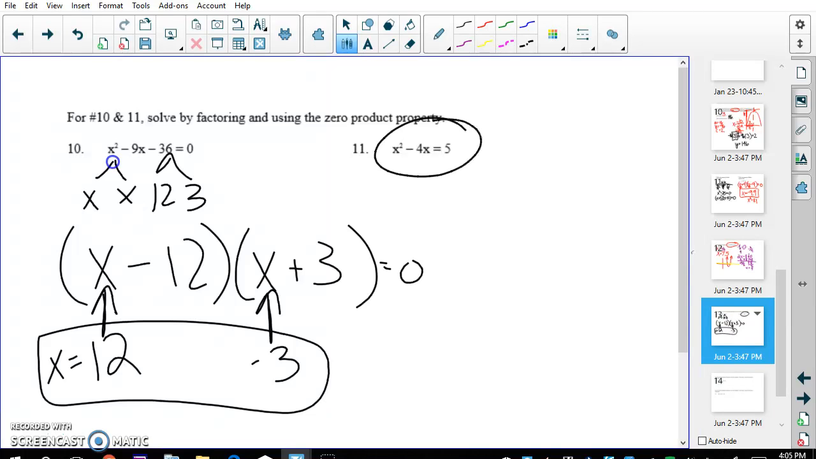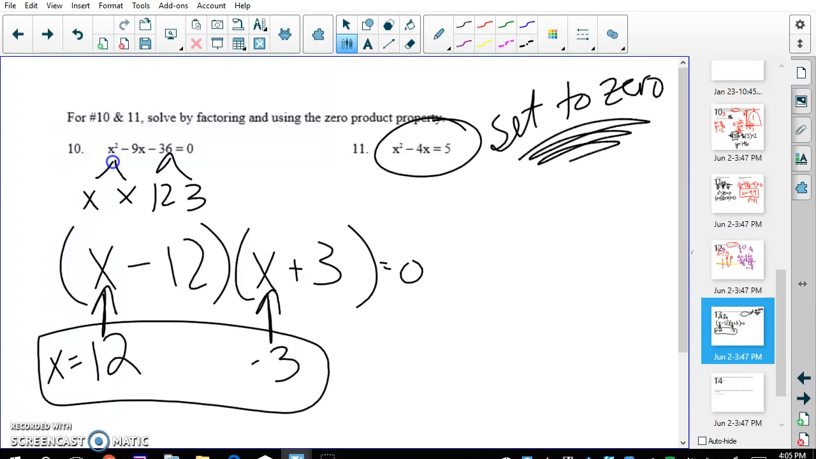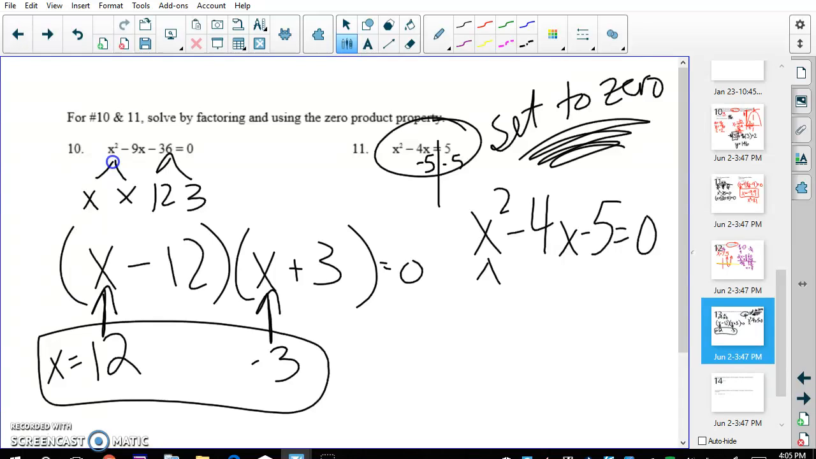This one right here, it's not set up right. You've got to set it to 0. You might want to write that in your notes. So I have to subtract the 5 from both sides before I can pull it apart. So x squared minus 4x minus 5 equals 0. What does that pull apart to? X and x, 5 and 1. So x minus 5, x plus 1.